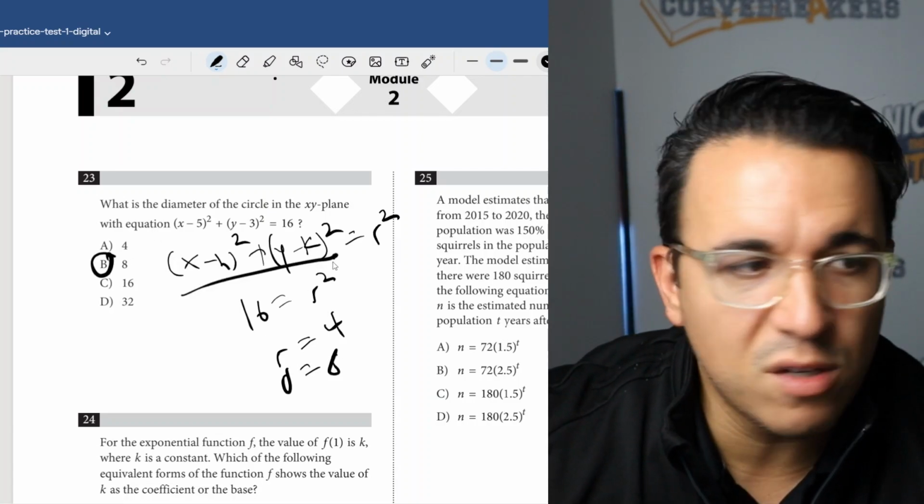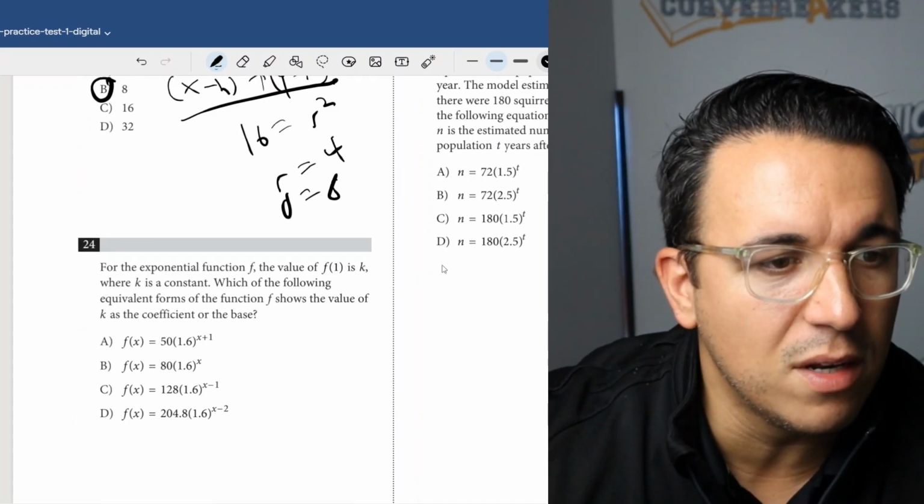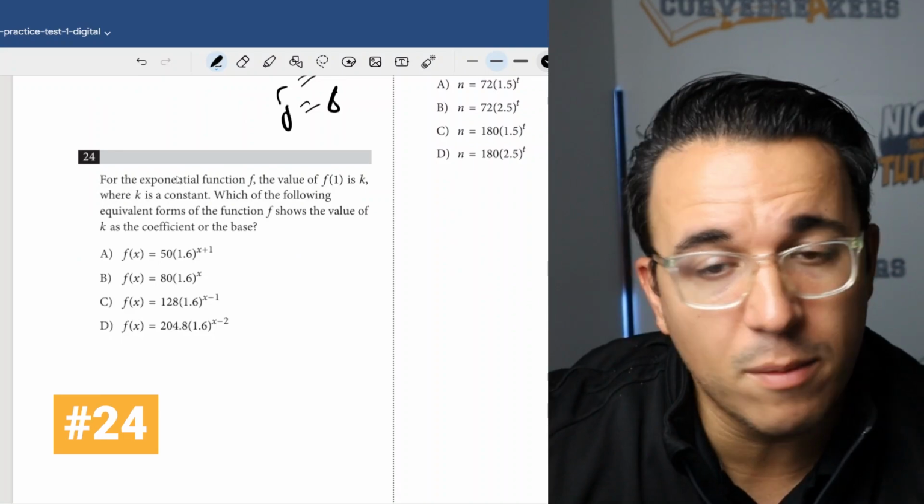Make sure you memorize this formula. That is extremely important for the SAT. You have to memorize it, and it is not given in the formulas. But let's get into number 24.